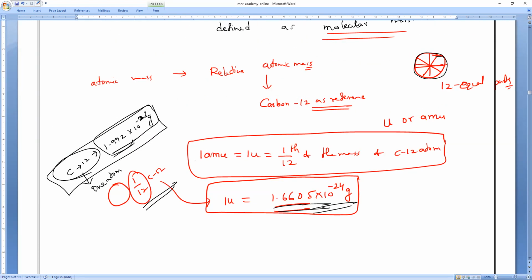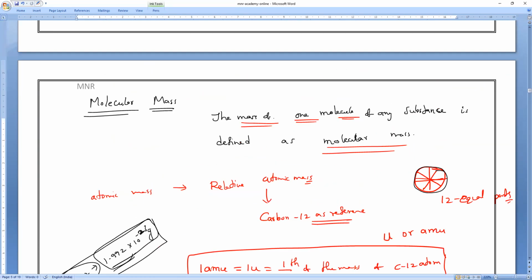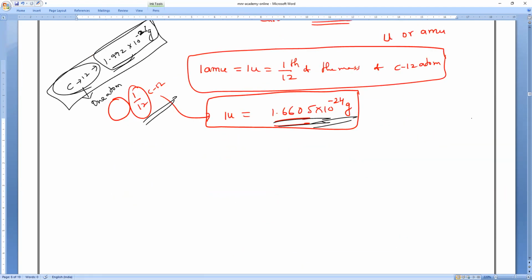Now, let us come to today's class, molecular mass. The mass of one molecule of any substance, either a molecule of an element or a molecule of a compound, doesn't matter. The molecular mass is also measured in U. U means unified mass or AMU, atomic mass unit. Are you clear, everyone?